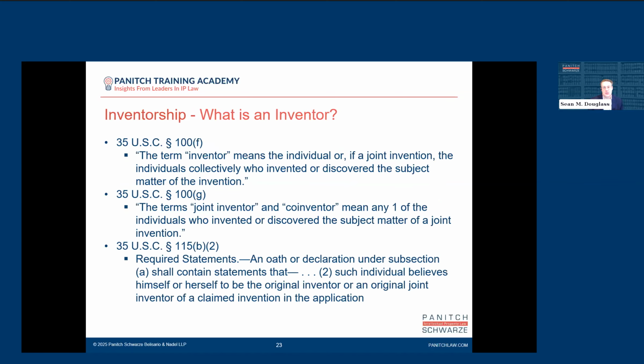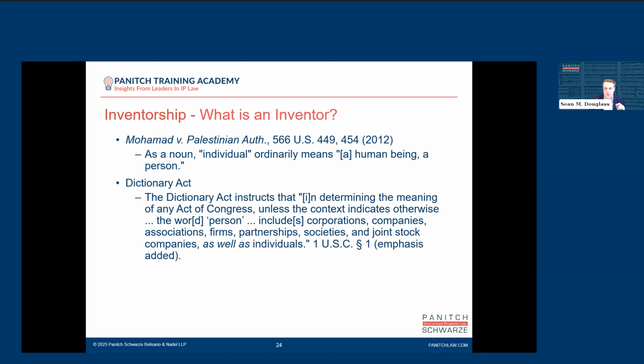Then we can start looking at some of the actual regulations and statutes. So these are 35 USC 100: the term inventor means the individual or, if a joint invention, the individuals collectively who invented or discovered the subject matter. So individuals again, there is starting to hint towards the inventor needing to be a human being. 35 USC 115 says a declaration under subsection (a) shall contain statements that such individual believes himself or herself to be the original inventor or original joint inventor. Again, they're hinting that the inventor most likely needs to be human.